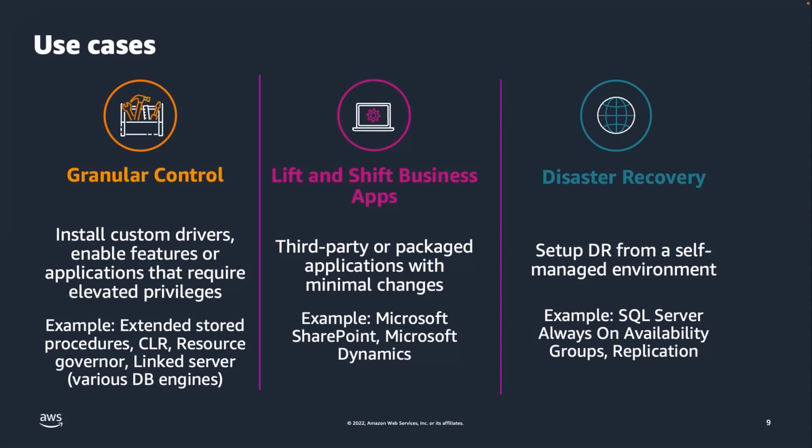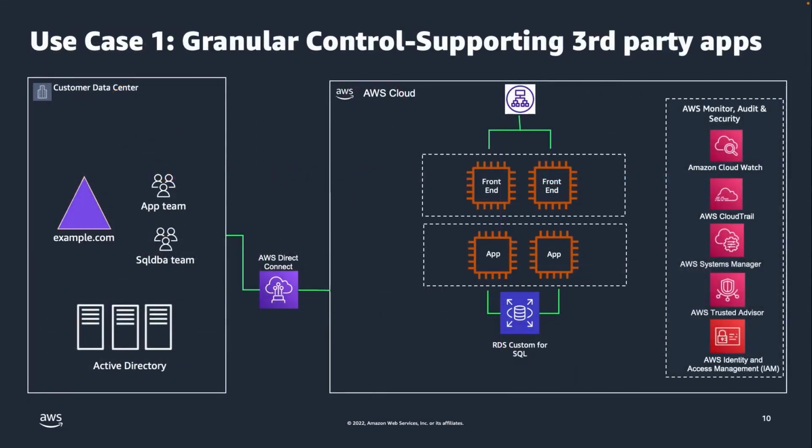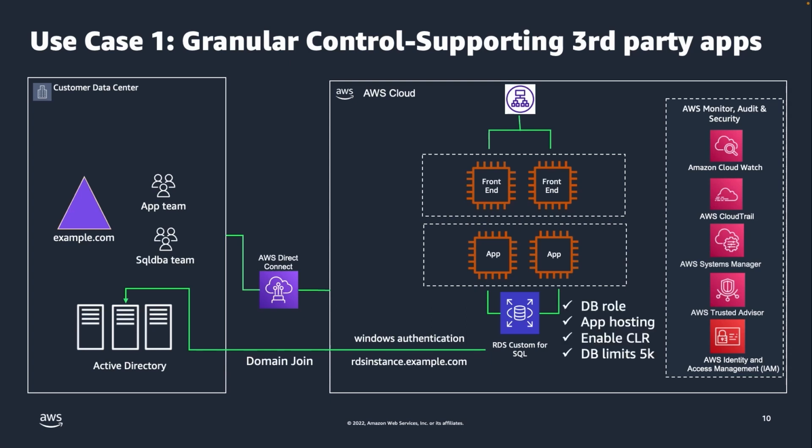All right, so let's move on. Let's start with the granular control use case as an example. Now with this setup, RDS Custom can easily join a self-managed Active Directory with the permissions you have on the RDS Custom instance. Similarly, you also have access to provide database access roles, such as sysadmin, securityadmin. If your application is required to be co-hosted on the database instance, you could do that as well by installing those applications on the RDS instance.